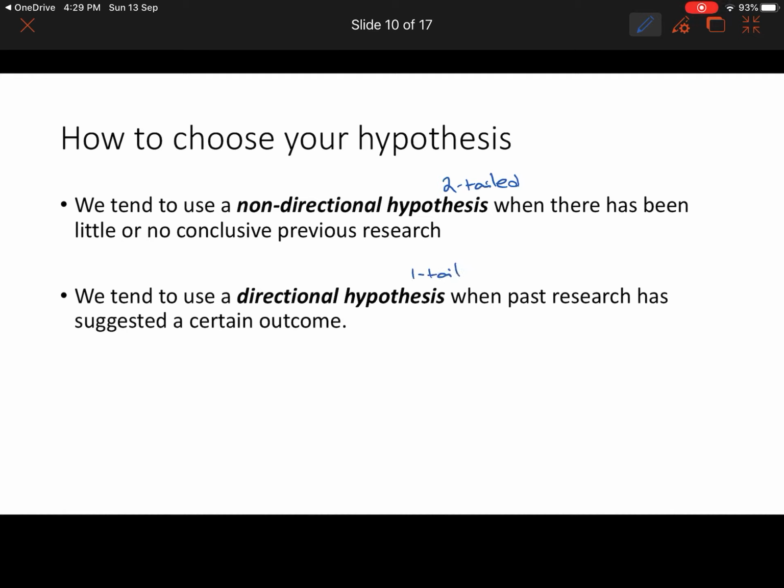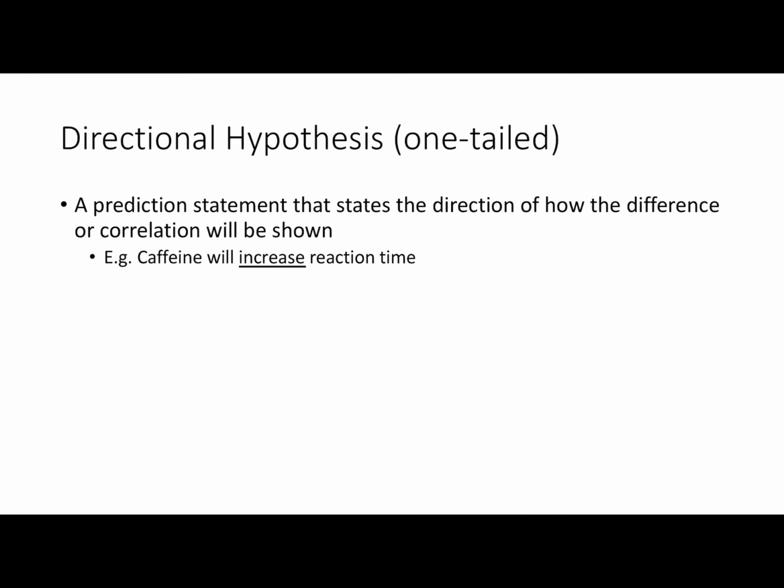We adopt a directional hypothesis or a one-tailed hypothesis when the previous research does indicate which direction it's going to go, so what effect the IV will have on the DV. So let's have a look at the different ways that you're going to be writing a directional hypothesis, otherwise known as a one-tailed hypothesis. So a directional hypothesis is a prediction statement or hypothesis that states the direction or how the difference or a correlation will be shown. So for example, caffeine will increase reaction time.